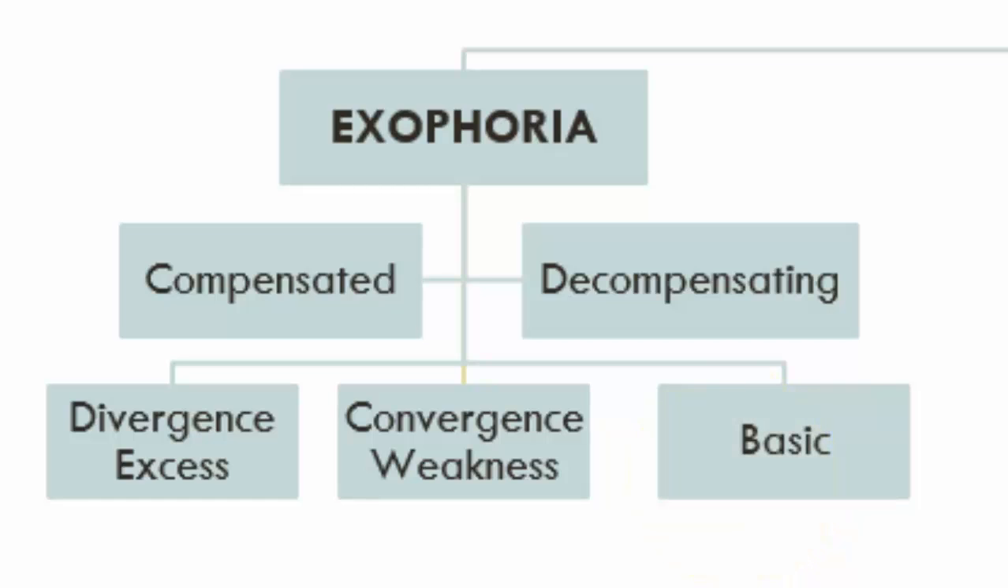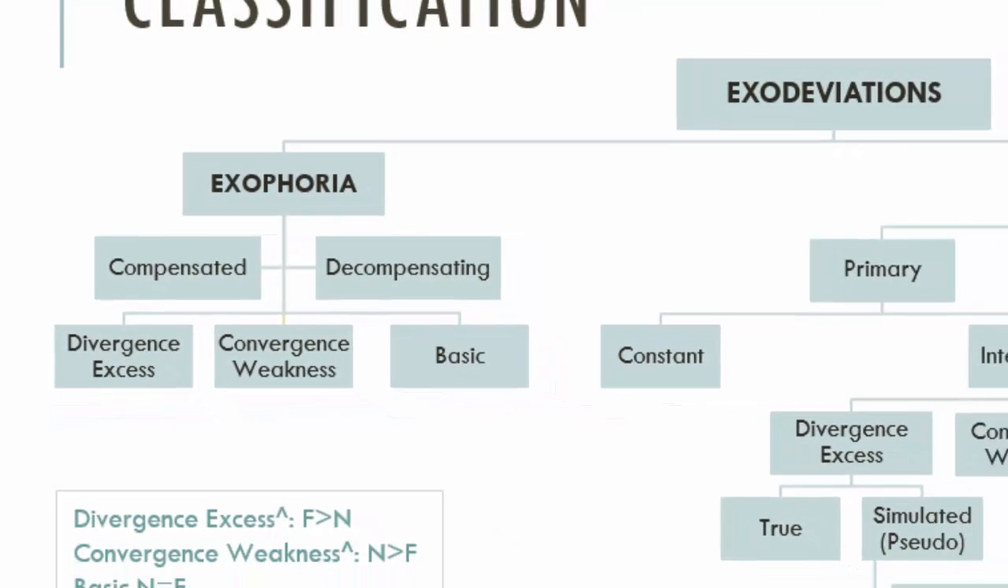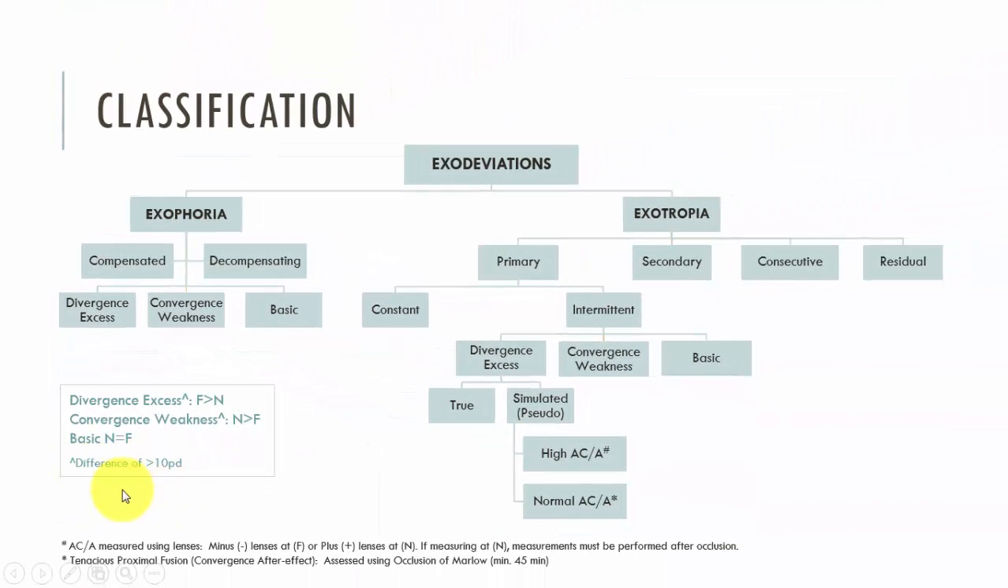So we could, for instance, classify a patient as having a decompensating exophoria of the divergence excess type. And what we're saying in that diagnosis is that that patient has an exophoria that they're having difficulty in controlling that is larger in the distance as compared to near. And the point I make down here also is that in order for a patient to be classified a divergence excess or convergence weakness exophoria, the difference between the deviation at near and far needs to be at least 10 diopters or more.